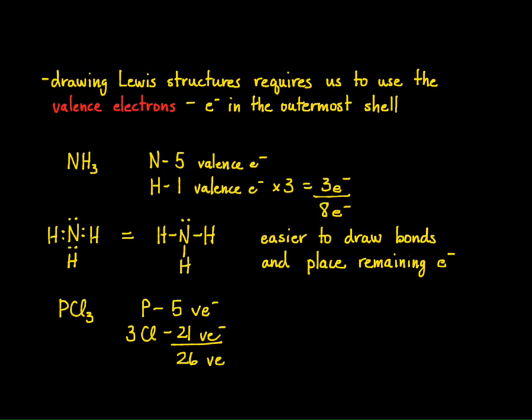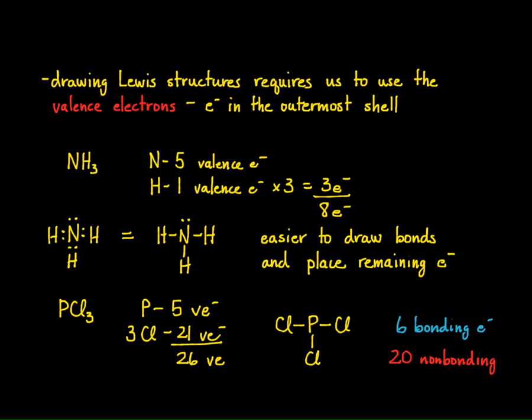Well, phosphorus is the central atom, and it has 3 chlorines bound to it, so we're simply going to start off drawing the bonds between the phosphorus and the 3 chlorines. And we have to understand that each bond constitutes 2 electrons. So we have 3 bonds times 2, that's 6 bonding electrons. If I subtract those 6 from the 26, I get 20 non-bonding electrons that are left remaining.